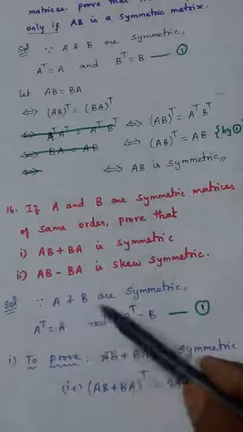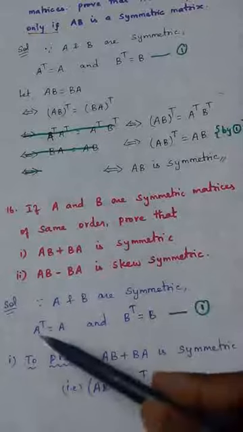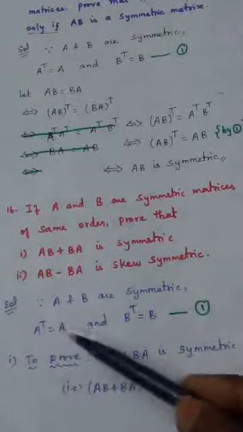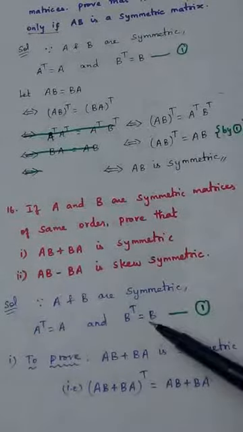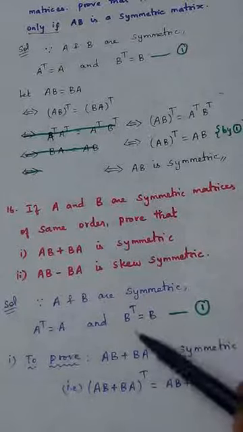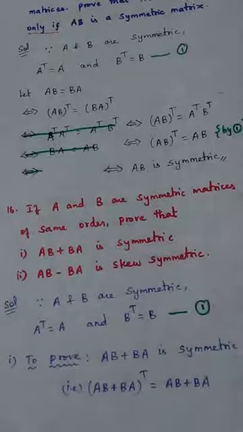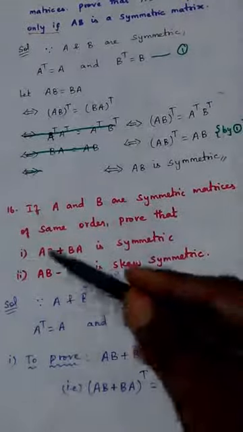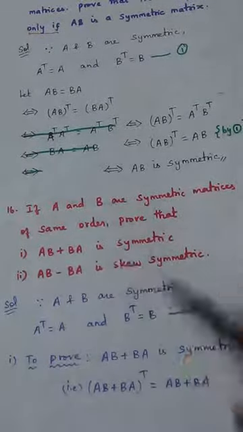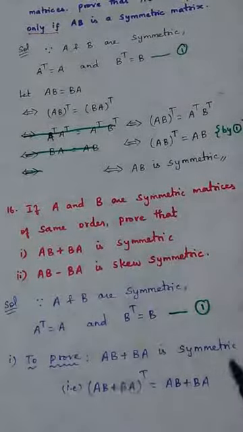So we need to prove these two results having the condition A and B are symmetric. Now since A and B are symmetric, we can take these conditions. A transpose and A are equal. Similarly, B transpose and B are also equal. And these two are together taken as first equation. Now what is the first condition we need to prove? AB plus BA is symmetric. So this is the first one to be proved.